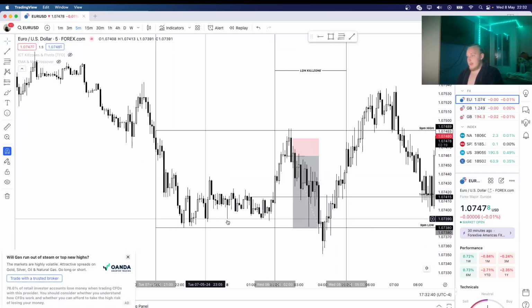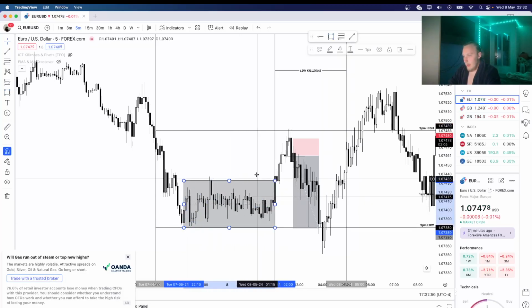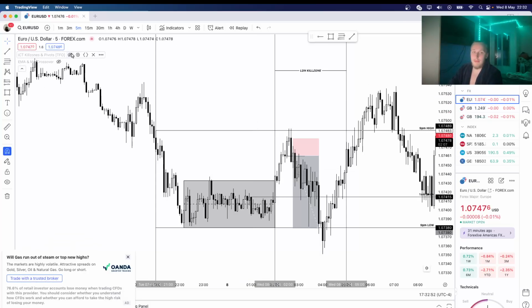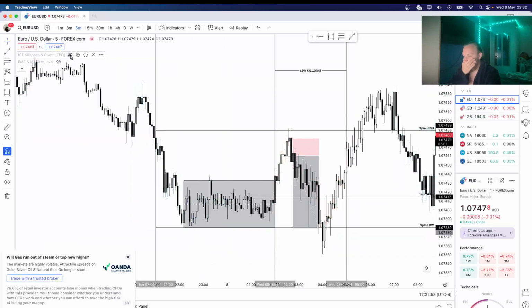And this, without even having the charts on, what does it look like? It looks like massive accumulation. AKA, what do we think it is? Part of Asian session low. That was the Asian session kill zone.